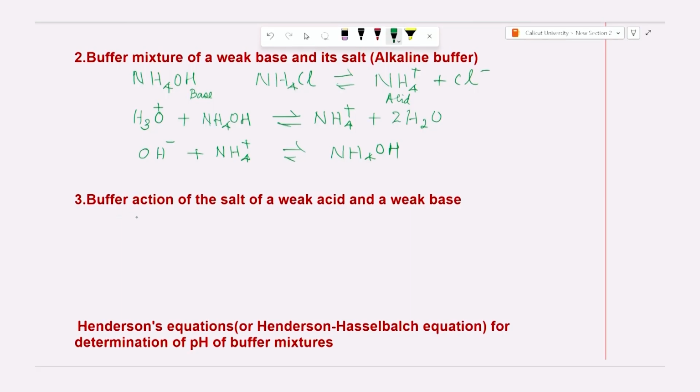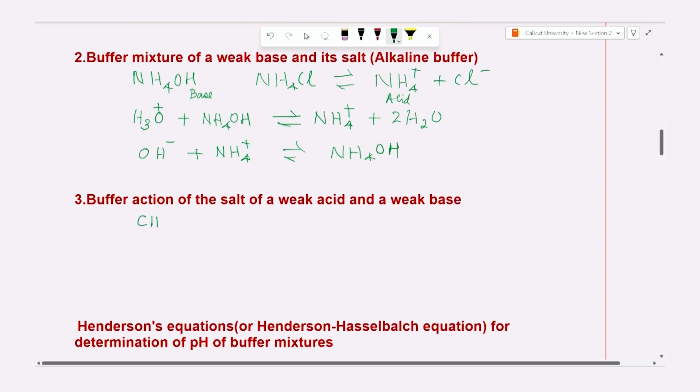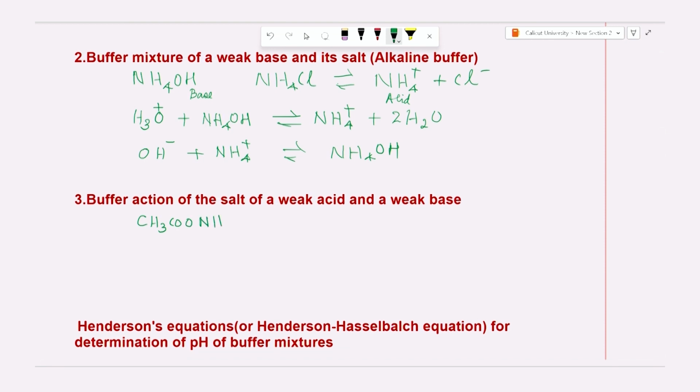So, this is the buffer action in the case of an alkaline or basic buffer. Now, there is an additional one, it is a buffer action of a salt of weak acid and weak base. So, the acid should be weak and base should be weak. So, I can put it as CH3COONH4. Now, this gets ionized as CH3COO minus plus NH4 plus, not to a greater extent, but to a smaller extent.